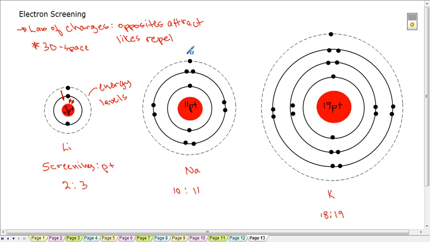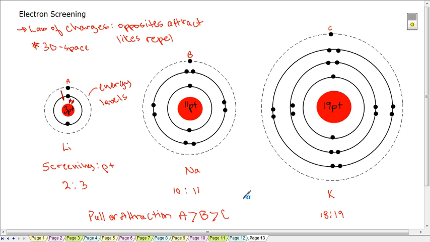So if I were to compare the pull of electron A to electron B to electron C, the pull or attraction for A is much greater than B, and B is greater than C.